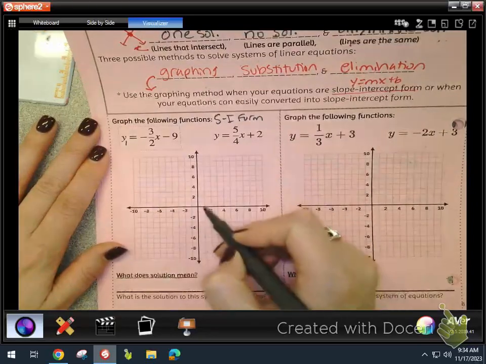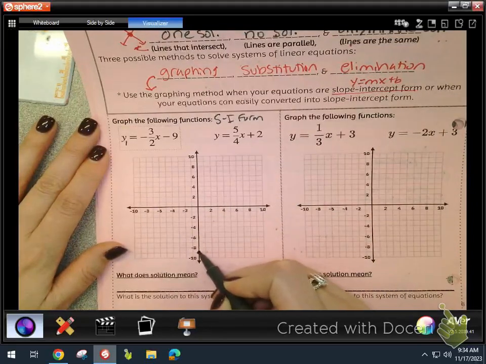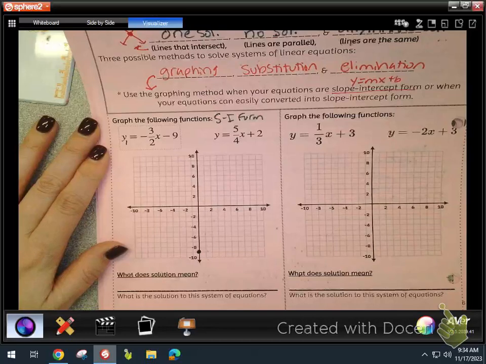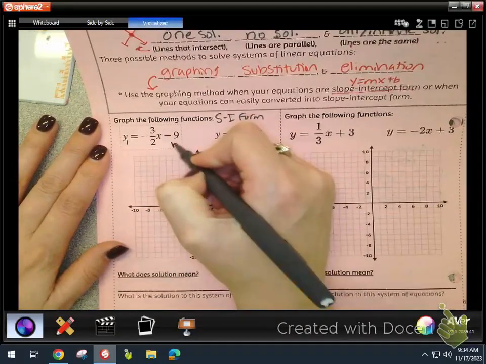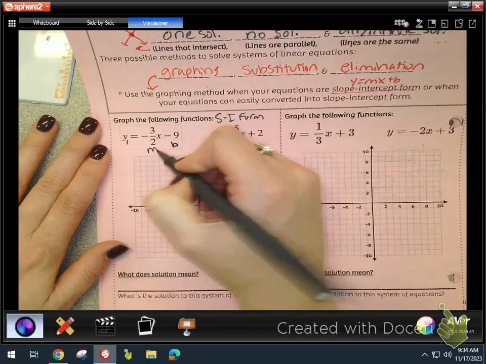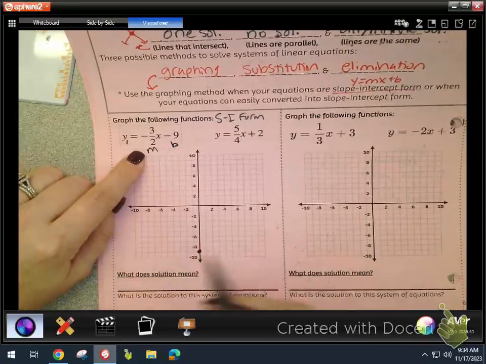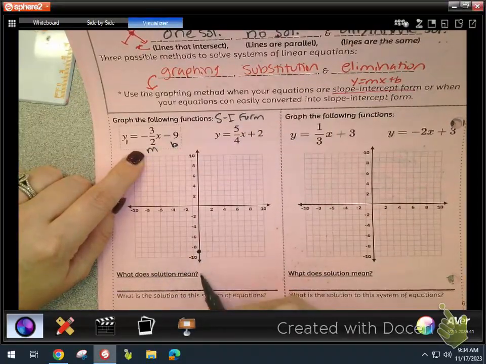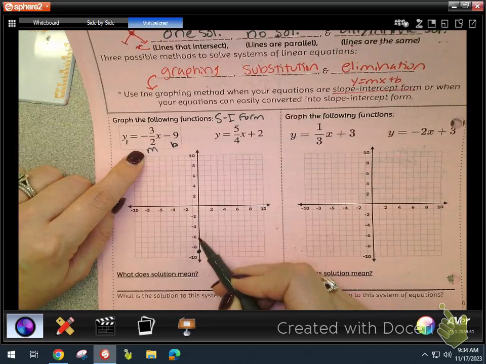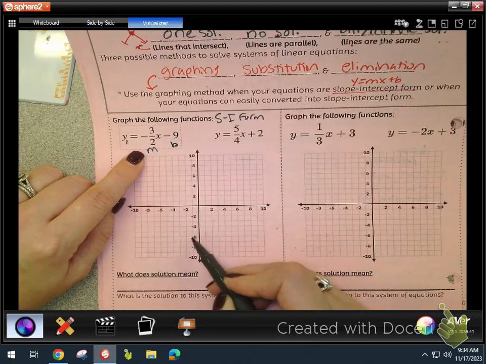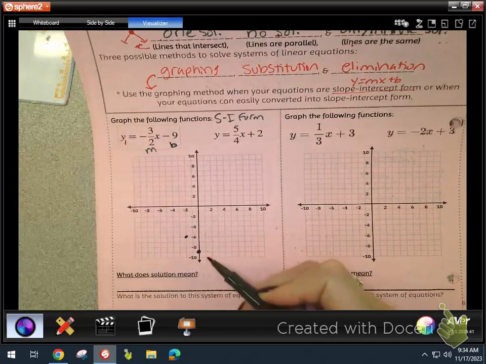Negative 9. So I'm going to go down to -9, and I'm going to put a point there. My y-intercept. This is my B. What is my slope of Y1? -3/2. Now, I don't have room to go down 3. So I'm going to have to go up 3 from here. 1, 2, 3. But since I have a negative slope, which direction do I have to go on the x? Left. 1, 2.